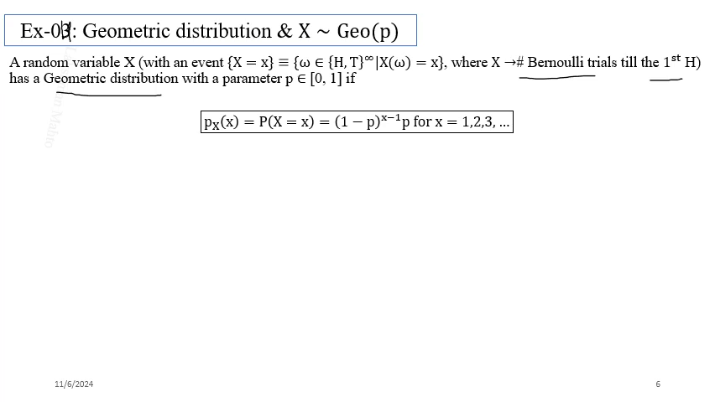If you are counting the number of trials, not the number of successes, X will take what values? What is the minimum value of X? If you are counting trials till first success, you are very lucky if you get success in the first trial. Then X equals 1. X can't be 0. Without tossing a coin, how can you say that you will get a hit? So the minimum value of X is 1, and it will take values 1, 2, 3, 4, 5.